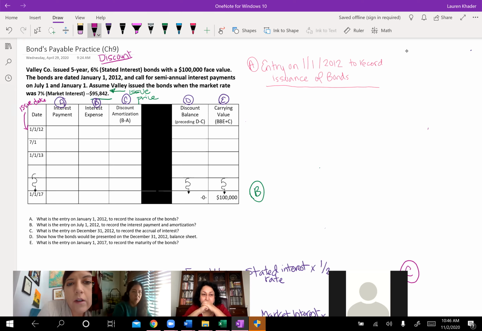Assume Valley issued the bonds when the market interest rate was 7%. So we know it's a discounted bond because the stated interest rate is 6%. These bonds will be paying out 6% interest when similar bonds were paying out 7% interest. We also know it's a discounted bond because the issue price is less than face value. They issued the bonds for $95,842. They had to discount those bonds in order to issue them.